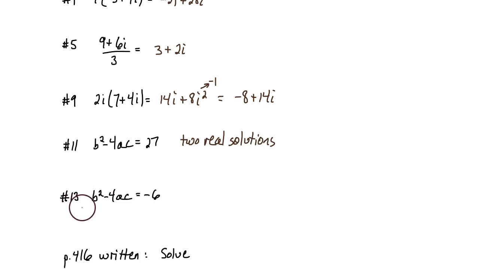Number 13, let's say there's a quadratic equation, and when we're using the quadratic formula, the discriminant part turns out to be negative 6. If you get a negative number in the radical, then that equation has two imaginary solutions. The answers that we get are going to have the symbol i in them.